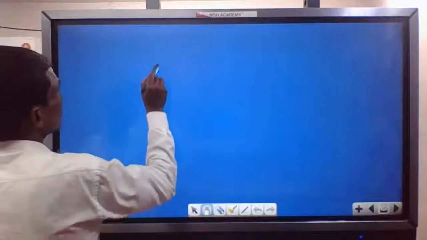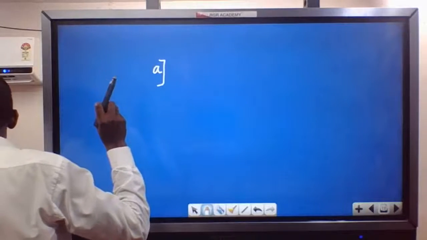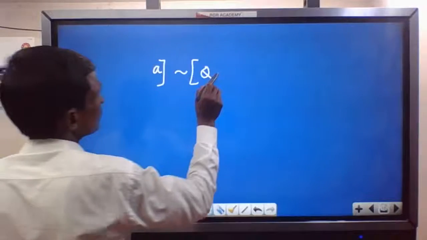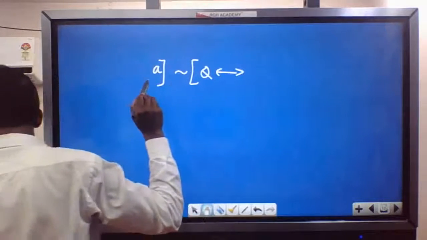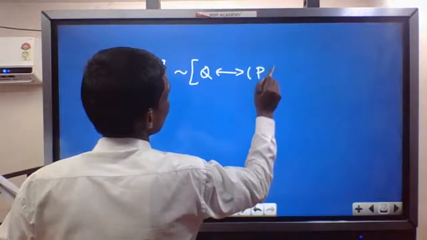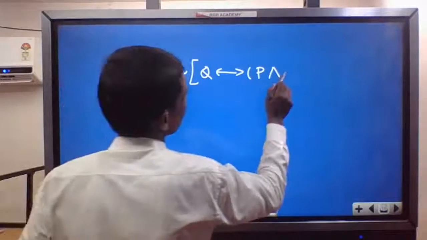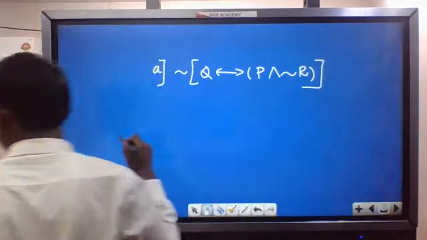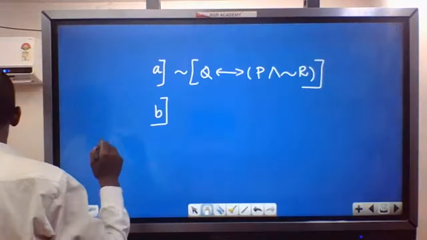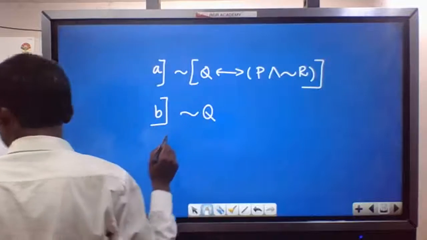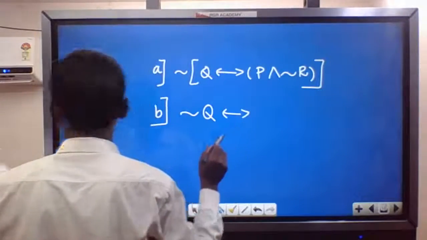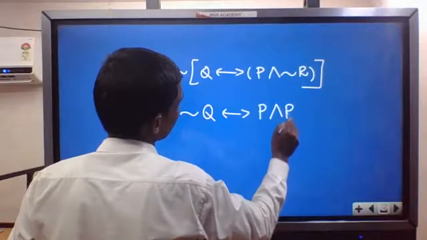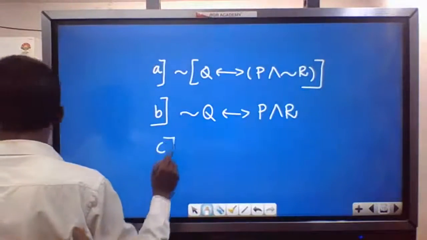The options: the first one, in second one, in third one.